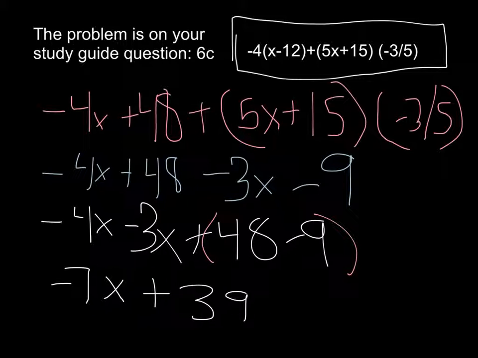So in this equation, 6c in your study guide, in Integrated 1 Unit 2, -7x plus 39 would be your answer for the study guide. This is the type of question she's going to give on the test. So you should study over this and make sure you get a good grade on it.